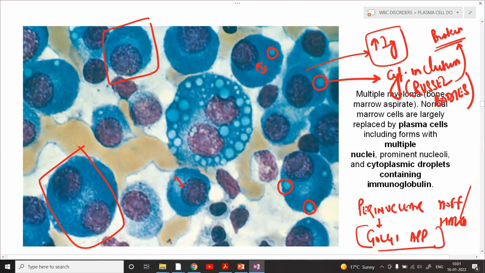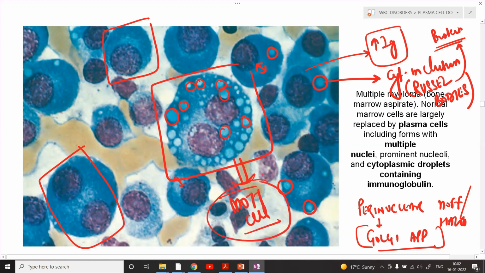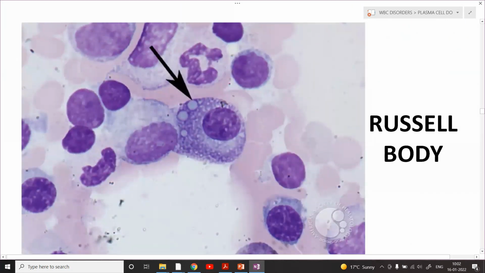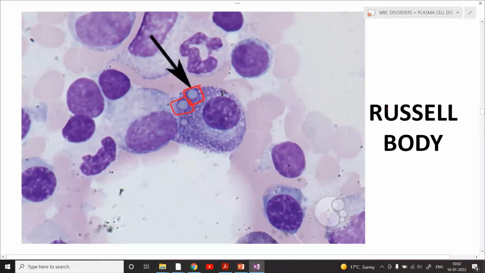Now, sometimes what happens is that the entire cell contains multiple such grape-like vesicles. Okay. For example, how we can see and appreciate over here. And this is called a Mott cell, M-O-T-T. When they contain multiple such Russell bodies or cytoplasmic inclusion bodies, we call it a Mott cell. Now, as I already told you, cytoplasmic inclusion bodies are called Russell bodies, as I've already explained to you all.